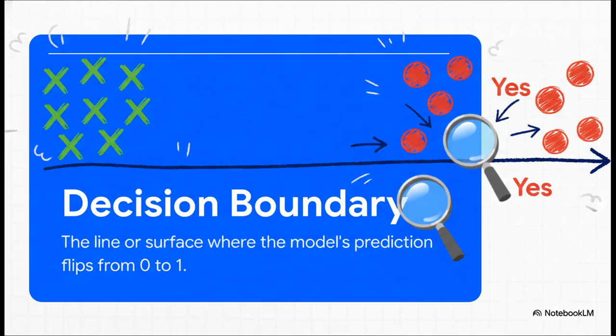And that exact tipping point, that spot where the probability is precisely 50-50, has a name. It's called the decision boundary. Think of it as the model's line in the sand. On one side it says no, on the other side it says yes. It's the exact spot where the prediction flips.